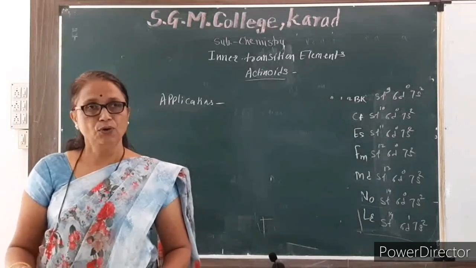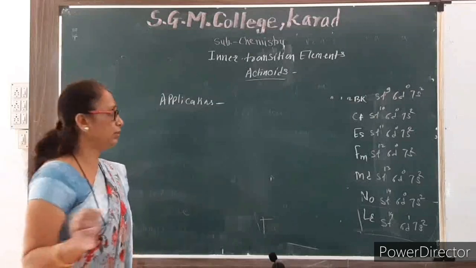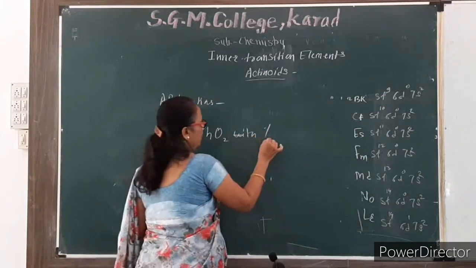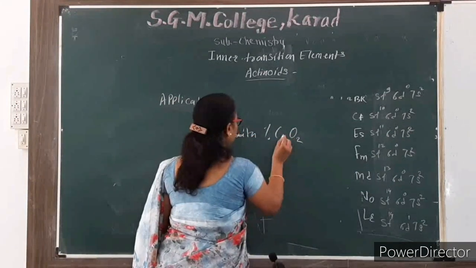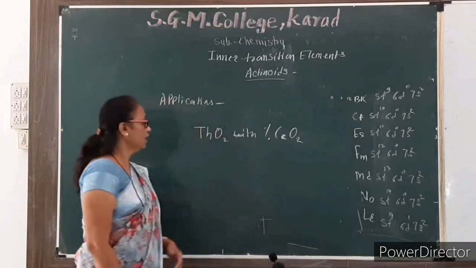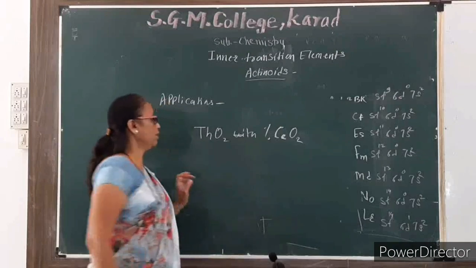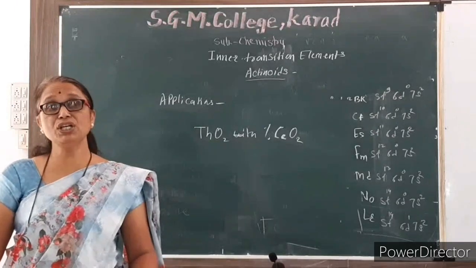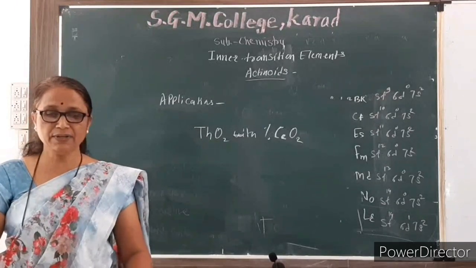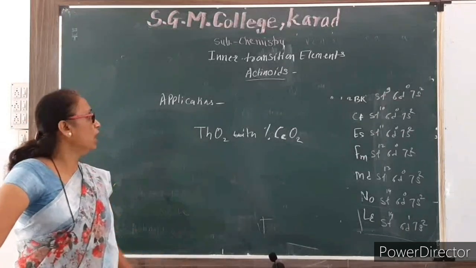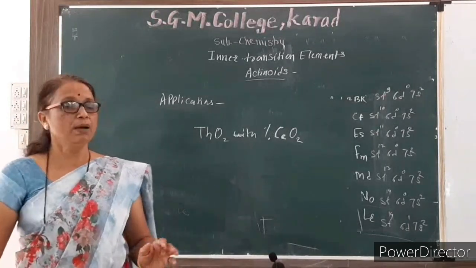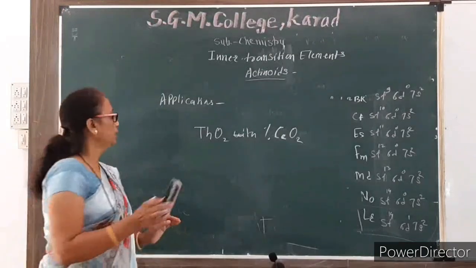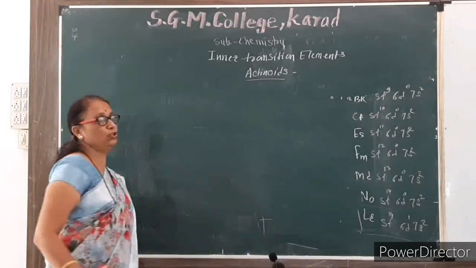One more use is ThO2, the oxide of thorium, with 1% oxide of cerium, CeO2. This mixture is used as a major source of indoor lighting, as well as in outdoor lighting or camping. This is the application of the actinoids.